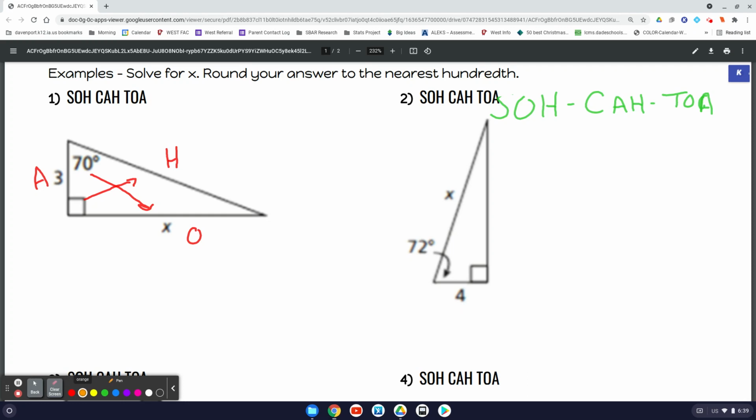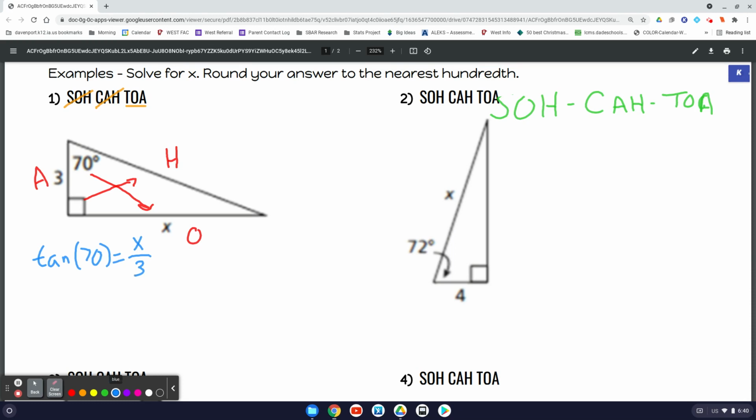We kind of know O, which is x. We don't know anything about h. So for our trig ratios, we cannot use any ratio that uses our hypotenuse. So for SOHCAHTOA, I can't use sine because it has h. I can't use cosine because it has h. Meaning I have to use TOA. So then TOA was tangent. So tangent of our angle equals opposite over adjacent.